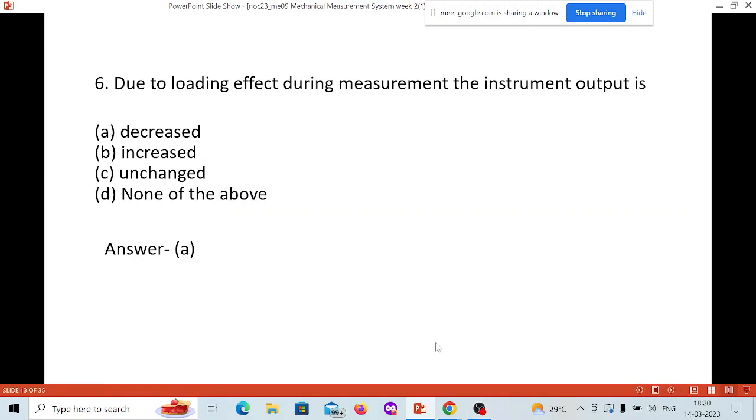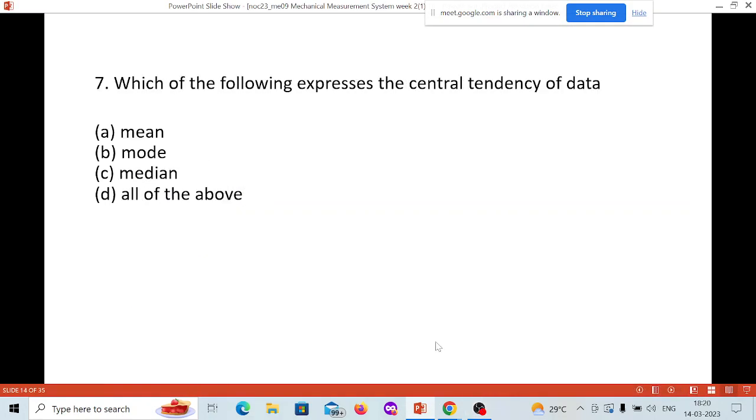So next, which of the following expresses the central tendency of data? A. mean, B. mode, C. median, D. all of the above.